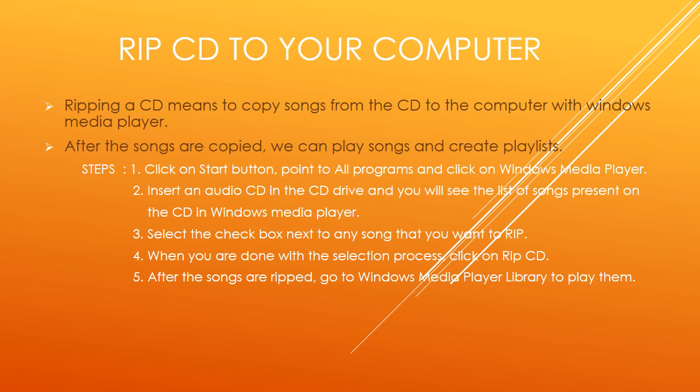So after opening the CD, you can click with your mouse on the songs, all the songs that you want to copy to your computer. When you are done with the selection process, you can click on Rip CD. After completing the selection of songs, at the top you will see it is written Rip CD. With your mouse you will click on Rip CD.